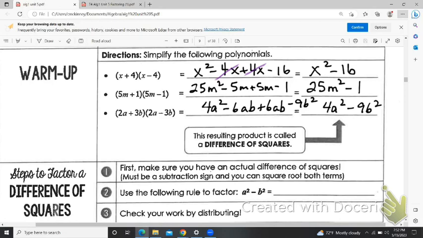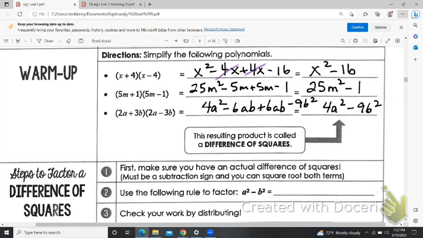So those resulting answers are called the difference of squares, as I talked about on the other page. If I'm trying to factor a difference of squares, first make sure that it is actually a difference of squares. It has to be subtraction. If it's a plus, it's probably prime. And you have to be able to take the square root of both terms and get nice rational numbers. No decimals, no fractions, all right?